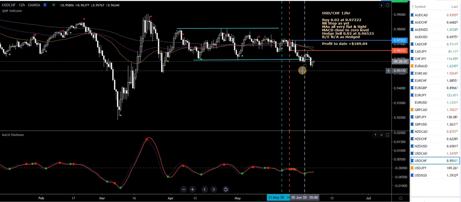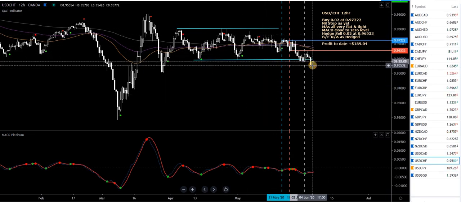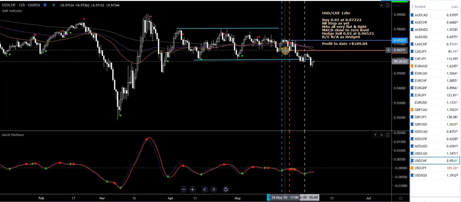USD Swiss franc, this is one pair that's just been stuck in a range and it's struggling to break out to the downside. Again, buy, hedge sell, going nowhere. So locking in the loss.